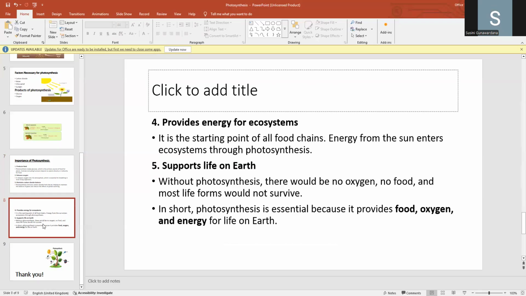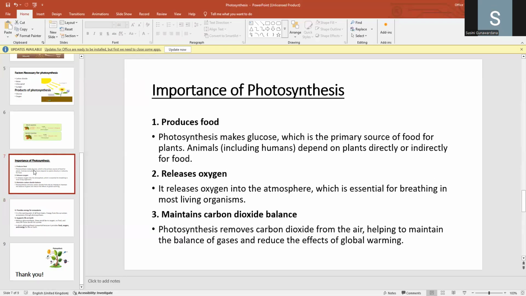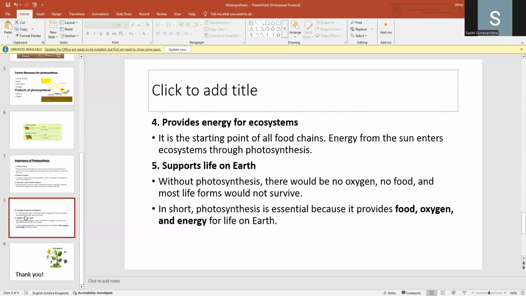The fourth one is that it helps to provide energy for the ecosystem. As it is the starting point of all food chains, energy from the sun enters the ecosystem through this process of photosynthesis. And it supports life on Earth. Without photosynthesis, there would be no oxygen, no food, and most life forms would not survive. You can understand from the first two points that without food and oxygen, we cannot survive in this environment.